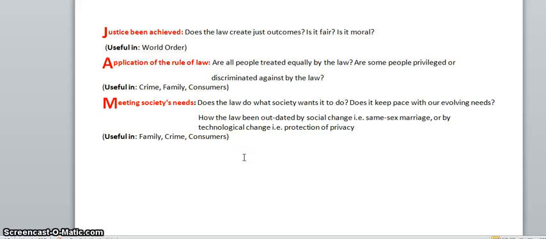And meeting society's needs: this is similar to one mentioned above, but this is where, does it do what society wants it to do? Society has evolved and changed, so has the law kept pace? So socially we might change in relation to same-sex marriage. The statistics suggest that in fact the vast majority of Australians are in favour. However, the law still denies people access. Use of technology, for instance. Technology flows ahead, leaps and bounds year in, year out, and the law is left trying to desperately catch up. So things like privacy are often not protected. Meeting society's needs is useful in family, crime, and consumers.